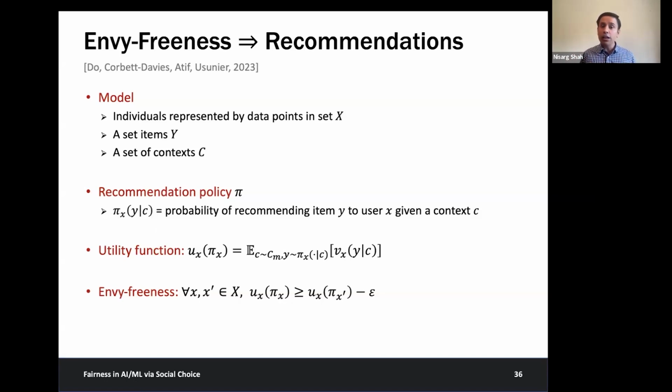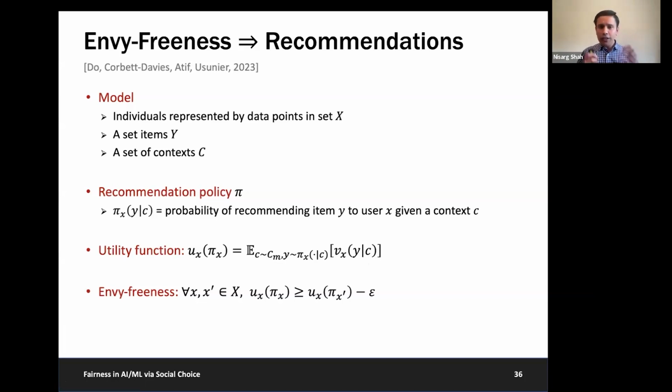And then the utility function of this user, for the recommendations that this user is given, is the expectation over the context that this user can have, and the recommendations that can be given to this user in that context, of the value that this user places on that recommendation in that context. Okay, so this value V_X, think of it as just the utility function for the individual recommendations. In this recommendation systems context, it is often called the relevance.